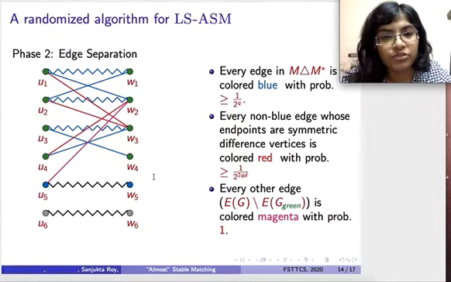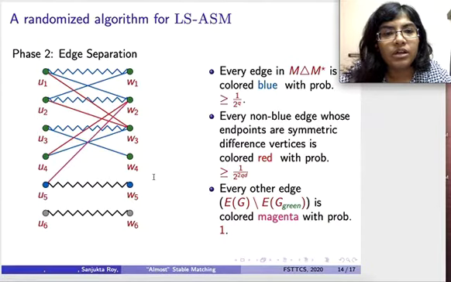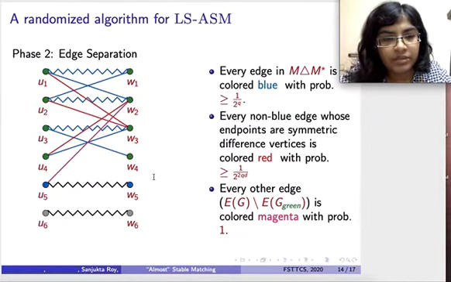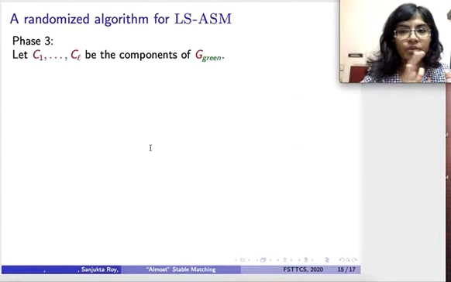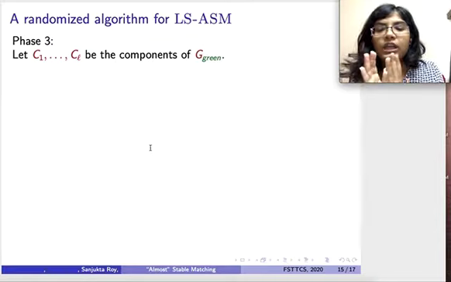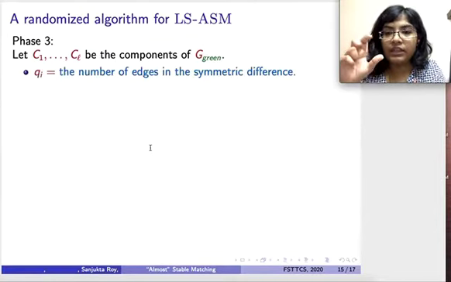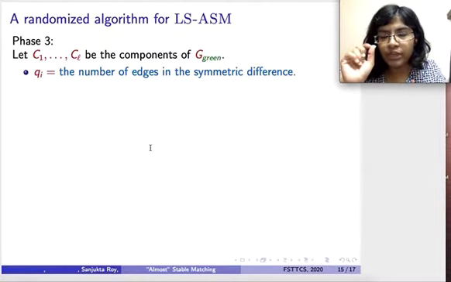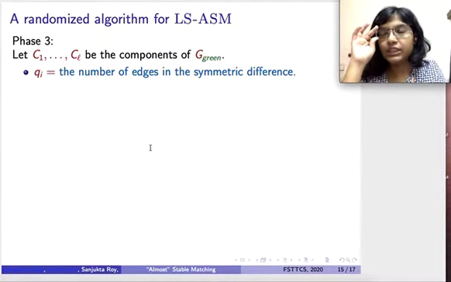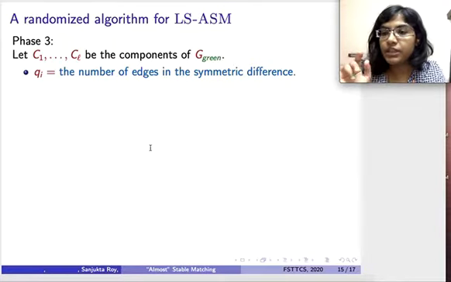The probability is at least 1 by 2qd, right? So now we have identified the symmetric difference edges separately, and so we look at each of the components of the graph G green. Now inside each component, I look at the green and blue edges. Those are the symmetric difference edges.